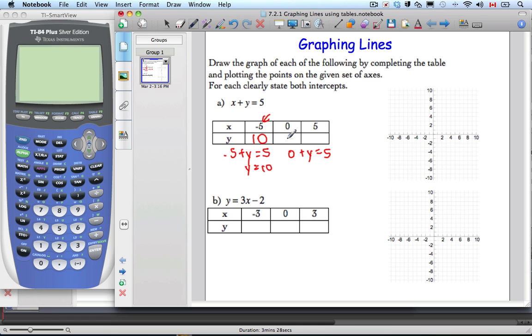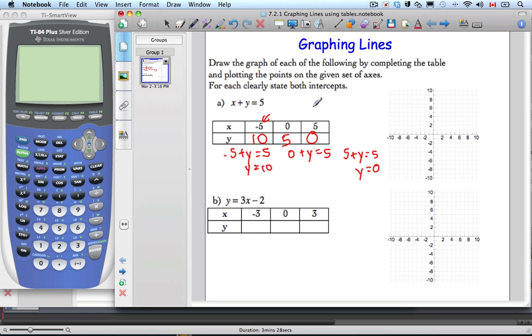Now here I have 0 plus y equals 5. That's easy enough. So y is 5. And the last one, we put 5 in for x, and we have 5 plus y equals 5. Subtract 5, so y is 0. So what are the intercepts?